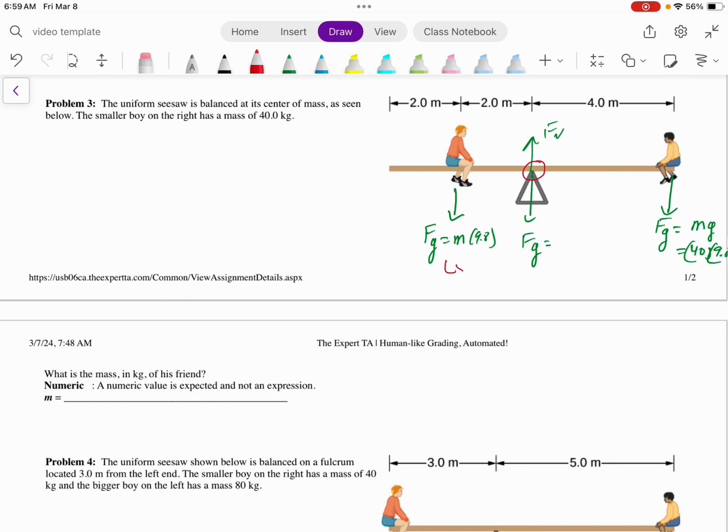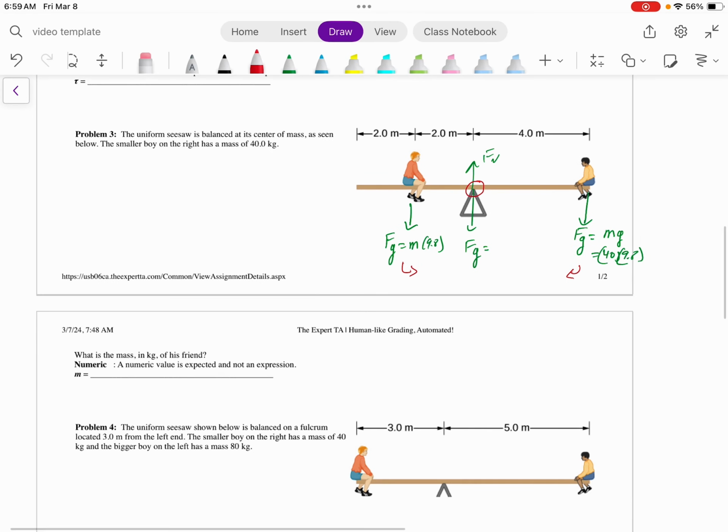And we know that these torques caused by these boys sitting on the bench have to add up to 0. So I have the torque, I'll call that torque 1. Torque 1 is negative. Torque 2 is positive, and those torques have to equal 0. So 0 equals torque 2 minus torque 1, which equals the mass, force 2 is m times 9.8, and that's the mass that we're looking for.